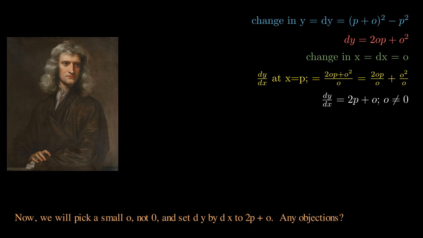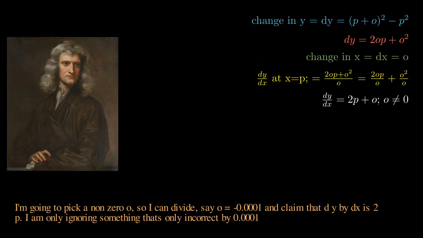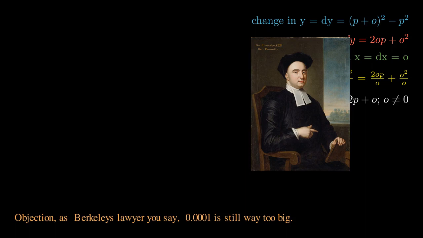Now, we will pick a small o, not 0, and set dy by dx equal to 2p plus o. Any objections? None, says Berkeley's lawyer. I'm going to pick a non-zero o so I can divide, and let's say o equals negative 0.0001, and I'll claim that dy by dx is 2p, and I'm only ignoring something that's incorrect by 0.0001. Objection, as Berkeley's lawyer, you say, 0.0001 is still way too big.